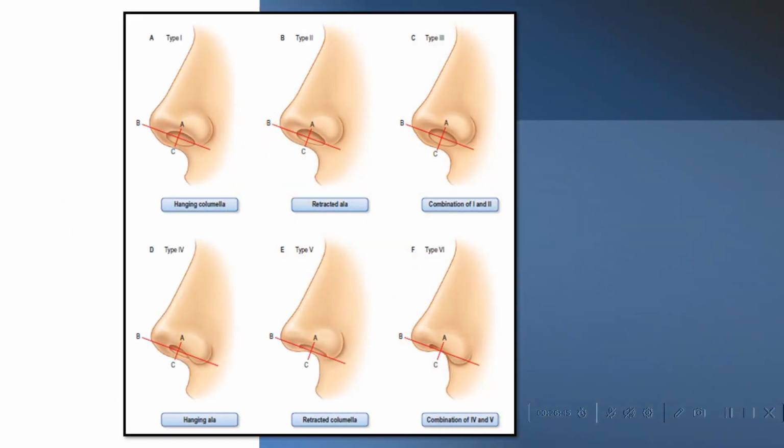Increased distance for the cephalic nostril half, greater than 2 mm, indicates alar retraction, while increased distance for the caudal nostril half, greater than 2 mm, indicates hanging columella. In converse, decreased cephalic half implies hanging ala, while decreased caudal nostril half can be an indication of retracted columella. If abnormal, the deformity can be stratified into 6 classes. Classes 1 to 3 describe increased columellar show. Classes 4 to 6 demonstrate decreased columellar show.